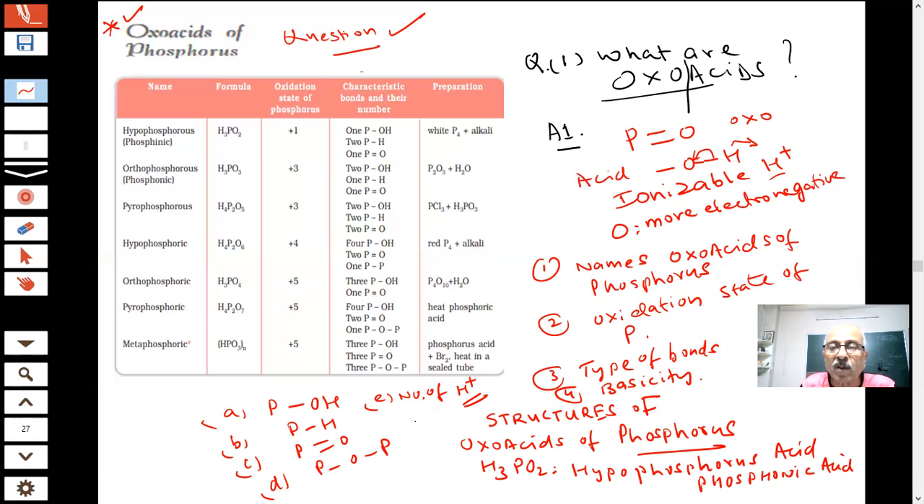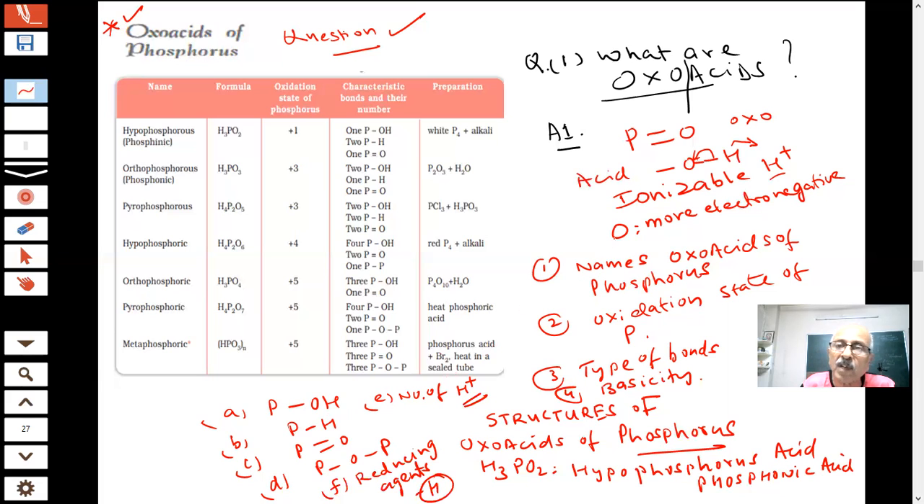Another important property here is whether they can act as reducing agents, which can give H. I'm saying not H plus, I'm saying H. H plus is acid. So these are the many things about this. Any question can be there.